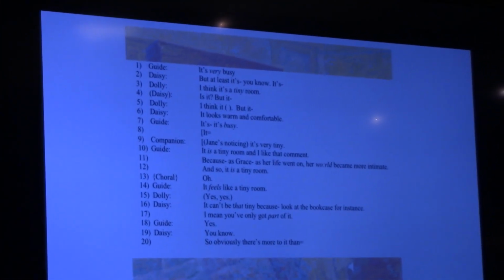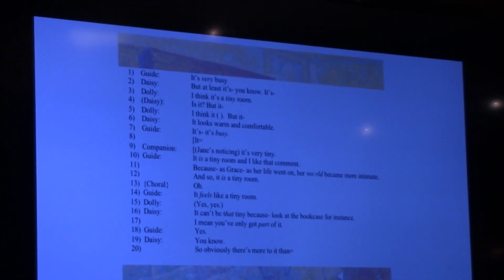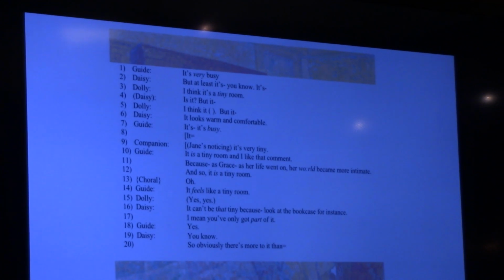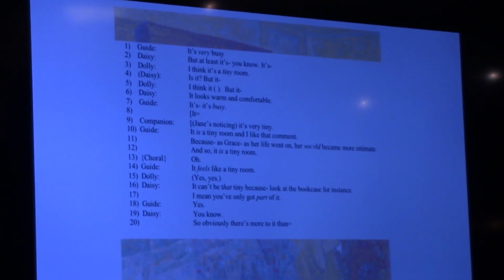It is a tiny room, and I like that comment because as Grace, as her life went on, her world became more intimate. So it is a tiny room.